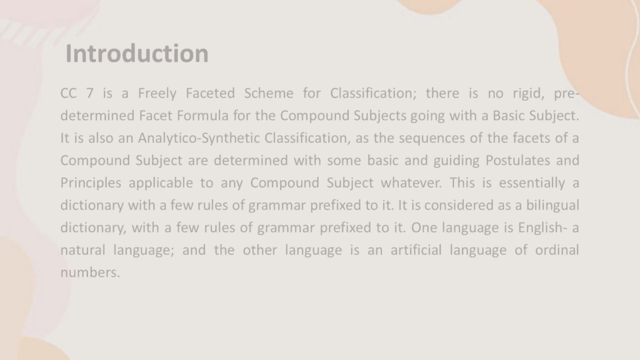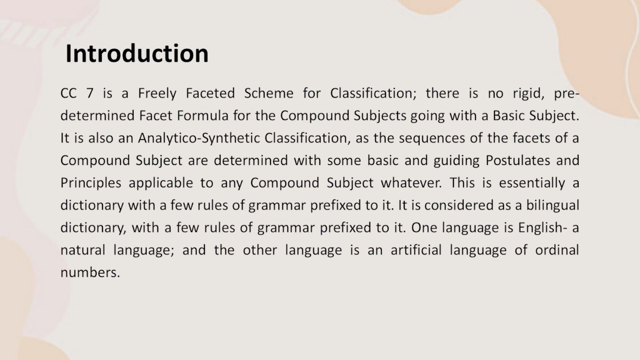CC7 is a freely faceted scheme for classification. There is no rigid predetermined facet formula for the compound subjects going with a basic subject. It is also an analytical-synthetic classification, as the sequences of the facets of a compound subject are determined with some basic and guiding postulates and principles applicable to any compound subject whatever.